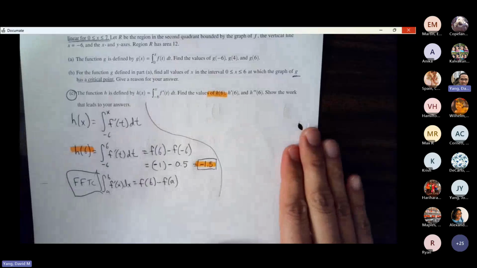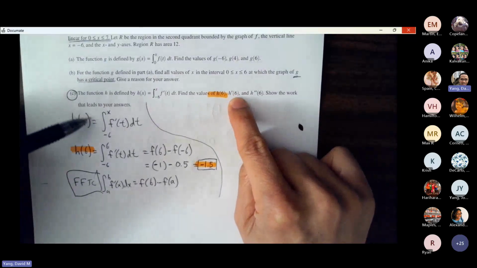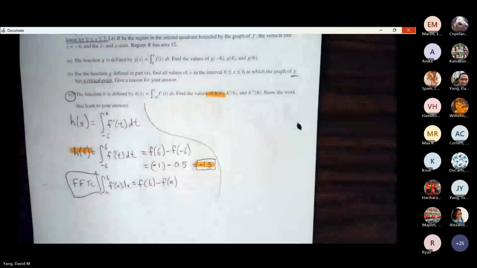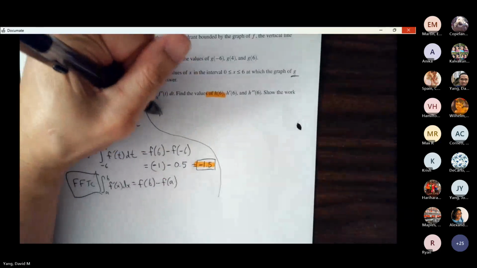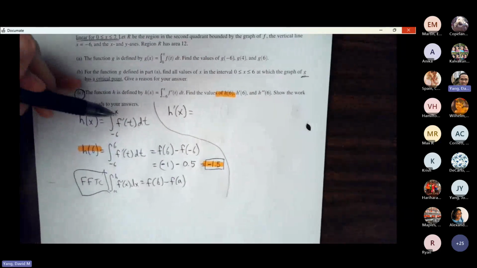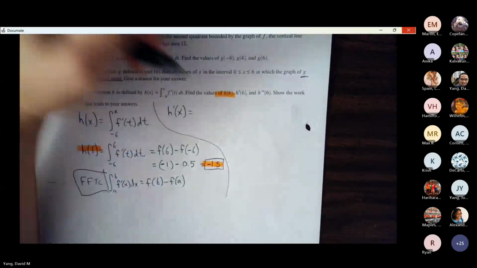All right, next up, h prime of 6. Well, h prime of 6 is at the derivative level of h. So let's make our way down to h prime of x before we involve the 6. So we know h prime would be requiring us to take the derivative of this notation.